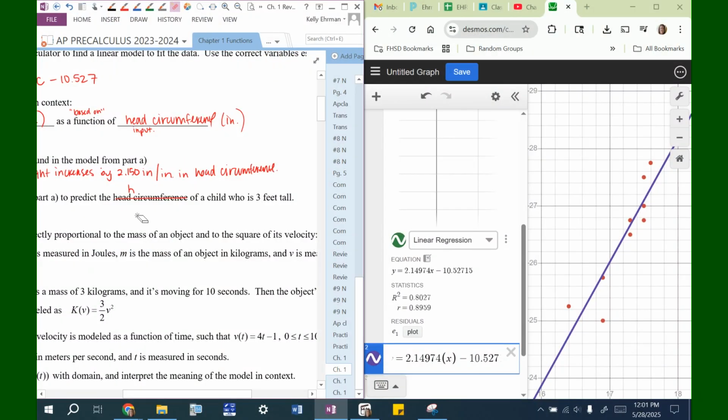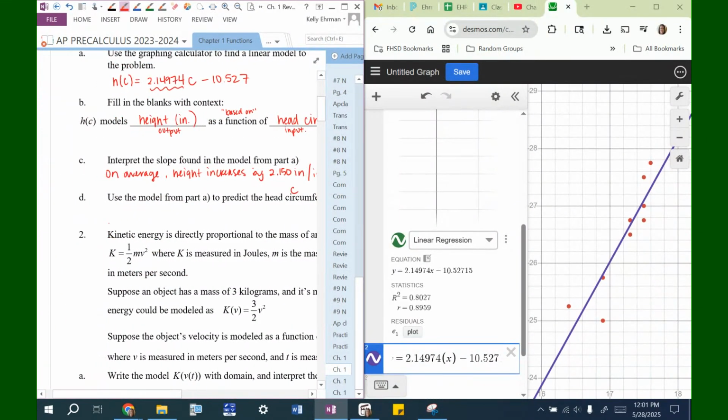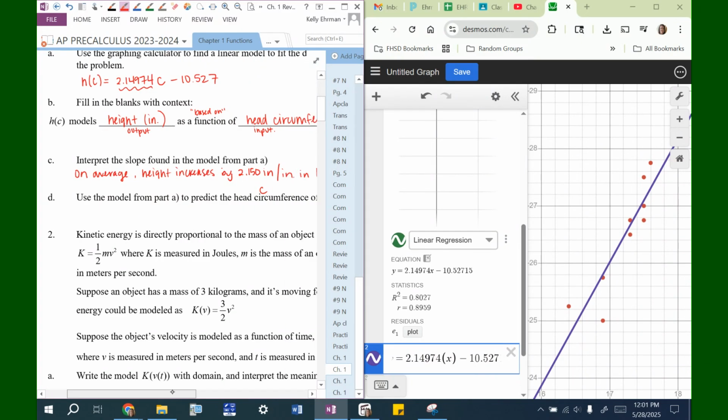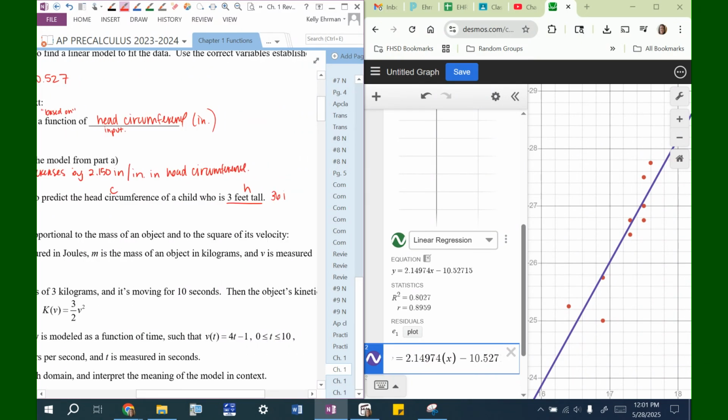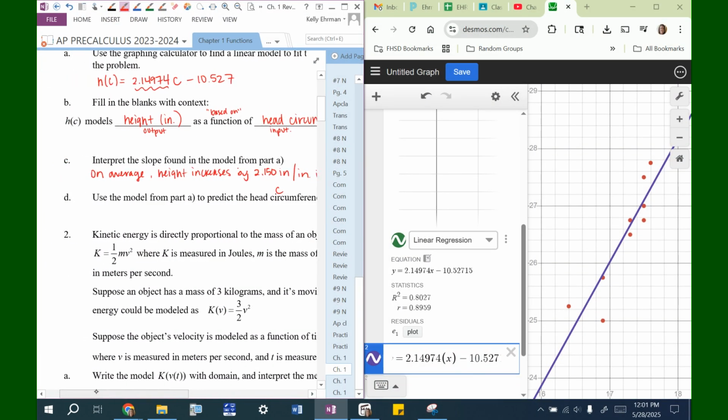Use the model from part A to predict the head circumference of a child who is 3 feet tall. So that's H, we're trying to figure out C. So set this equal to 3 feet. Now 3 feet is 36 inches. So we need to set our H of C equation equal to 36.